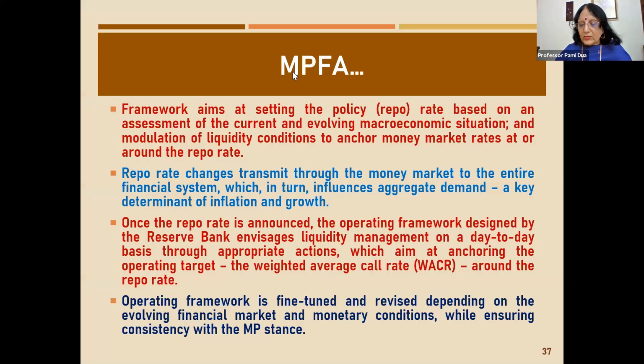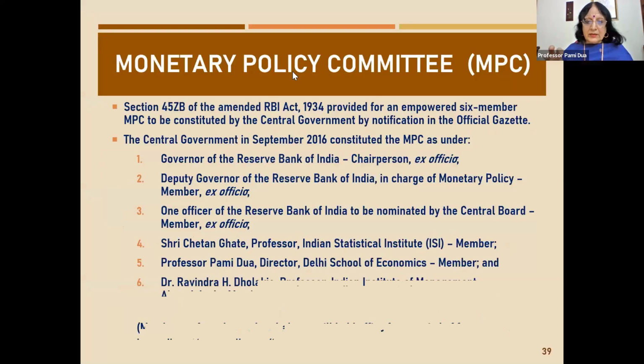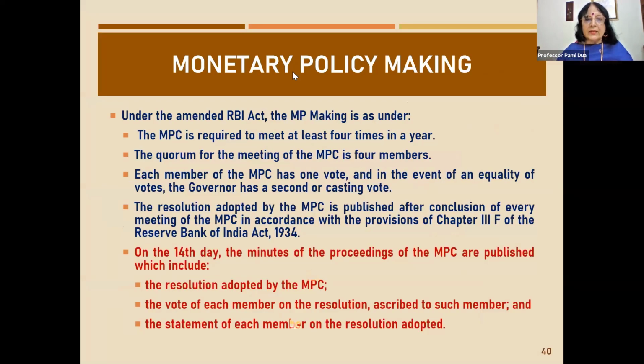So this is what was our mandate, to set the policy rate, and then this policy rate is expected to have a magical effect through the economy. So the committee itself, as I said, had 6 members, 3 external and 3 internal from the Reserve Bank. And the committee was to meet at least 4 times in a year, but it actually met every other month. So it met 6 times in a year.